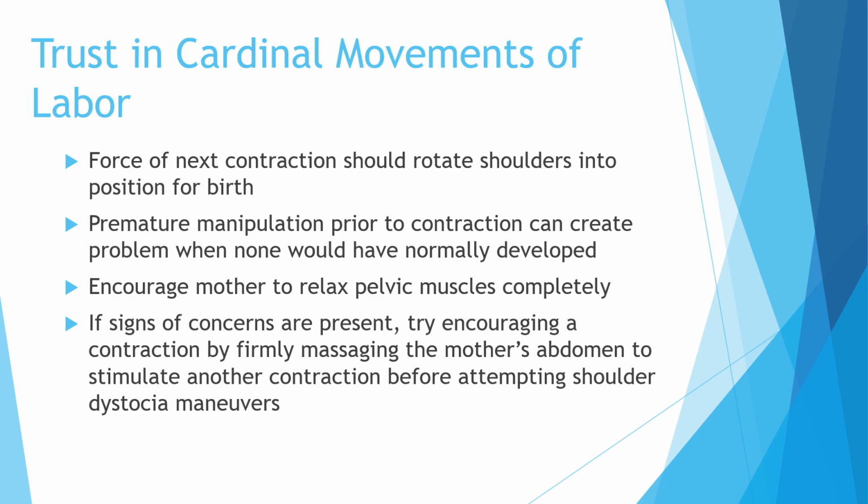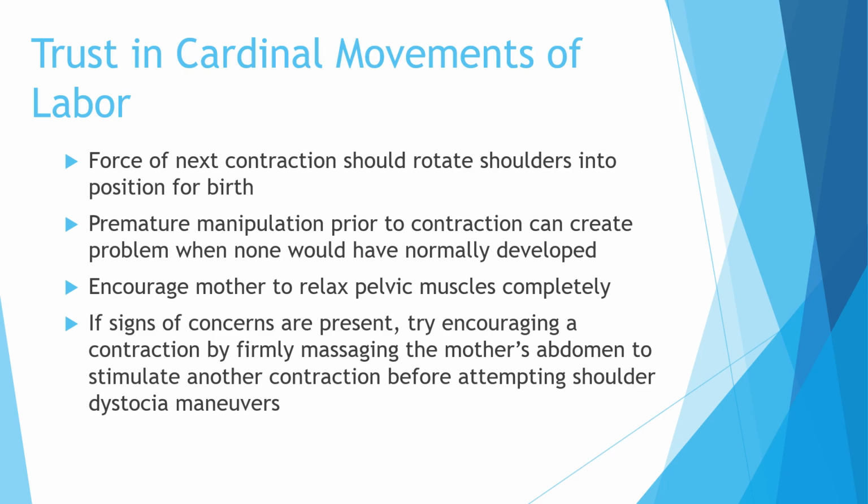Trust in the cardinal movements of labor. Force of the next contraction should rotate the shoulders into the proper position for birth. Premature manipulation, so that's the care provider doing active management when the head is out and now trying to force the shoulders to do a different rotation than their plan, can cause the shoulder dystocia.